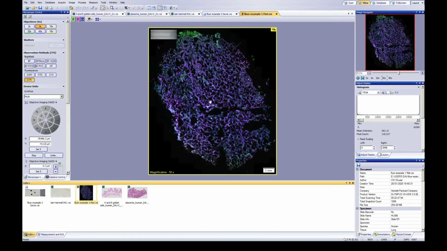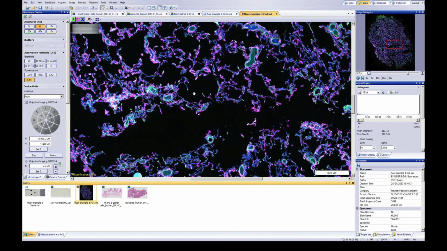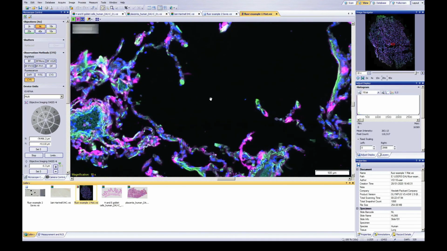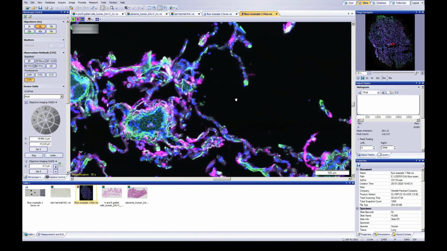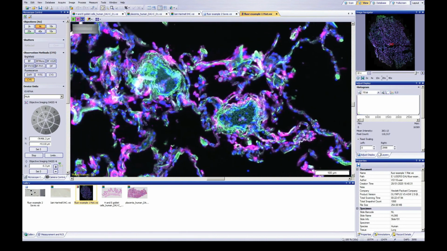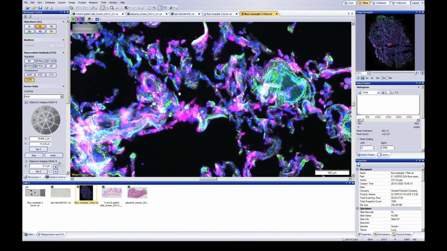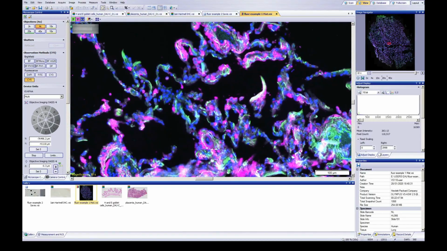And finally, another fluorescent example. This is part of a human lung, this time stained with 3 different fluorescent probes, shown in green, blue, and magenta. It's been scanned with a ×10 objective, and there are 1,068 individual images in this dataset.